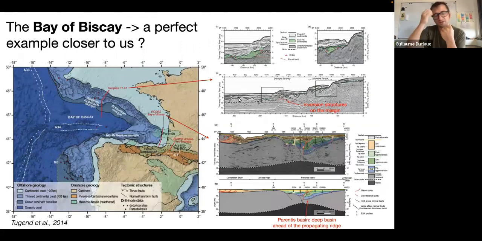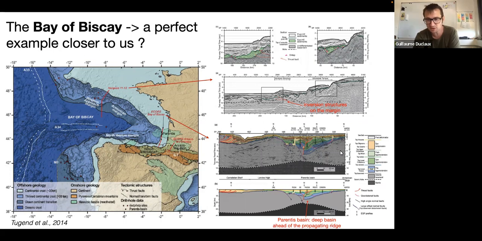We also looked at another example a bit closer to where I am at the moment in France, the Bay of Biscay, Golfe de Gascogne in French. And it's just north of the Pyrenees. So you've got Spain here, France here, and so the Pyrenees now is of compressional origin. So this stuff has closed, but at some stage, this sort of V-shaped Bay of Biscay opened. And you've got a super deep basin right at the tip of this V-shaped system, which is called the Parentis Basin, which is quite famous.